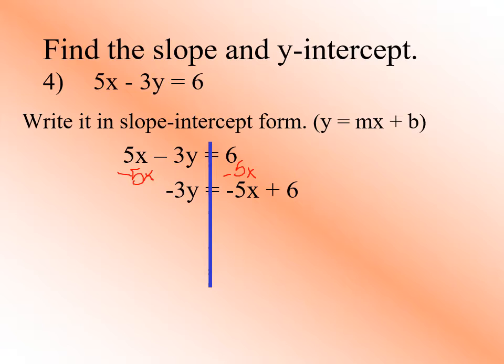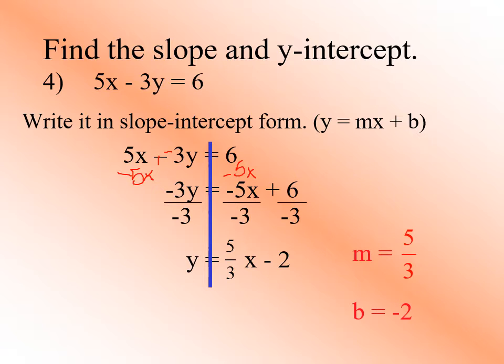Okay, so we still need to isolate y, so we need to divide by negative 3. Don't forget the signs. This was a subtraction, so this needs to stay with the y as a negative. So we divide by negative 3. And then we can simplify as necessary. See right here, the 6 and the negative 3 simplify. And then you can now identify that our slope is 5/3 and the intercept is negative 2.